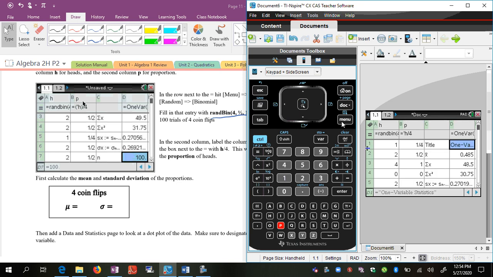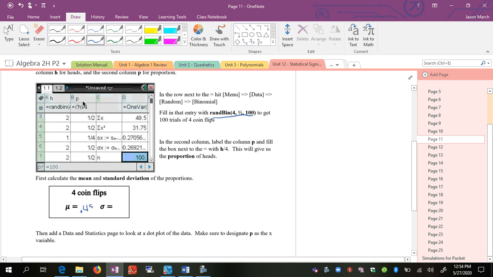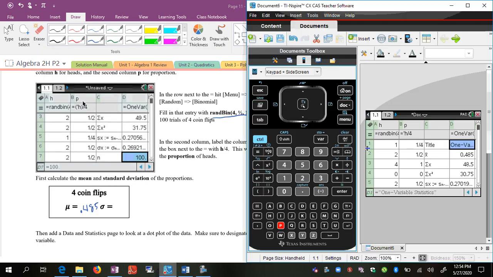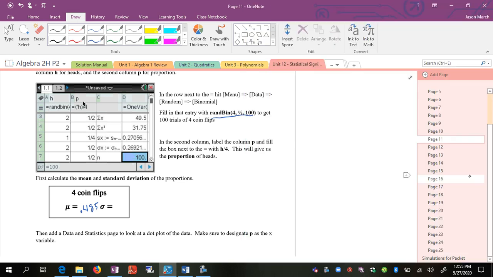And we can see that the mean came out to be 0.485, and the standard deviation came out to be, let me scroll down for that, 0.26884. I'll round to 3 decimal places there, so I'll say 0.269.